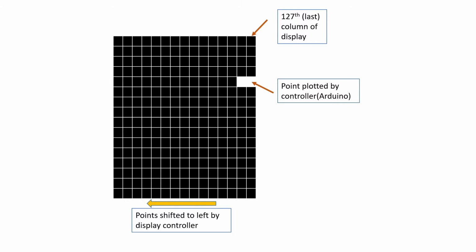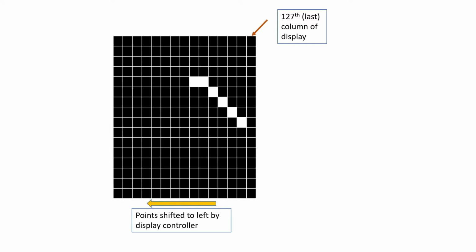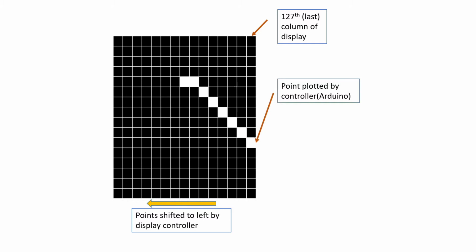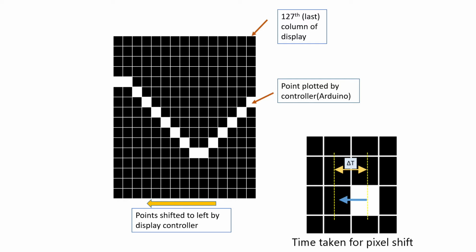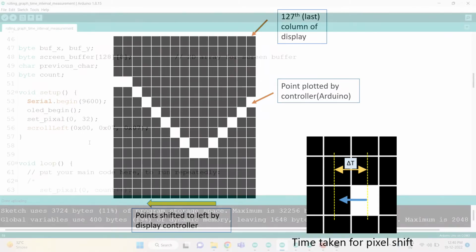But for that, we need to know how much time it takes to shift by one pixel. Once all pixels on the screen are shifted by one pixel to the left, we need to put the next pixel in the rightmost pixel column. In this way, we can program the main controller to display a rolling signal on display. Now, we want to measure the time required for a pixel to shift by a single pixel. Let's see how to measure it.